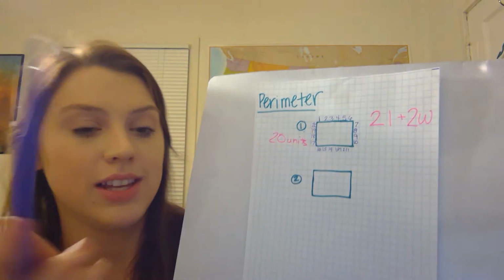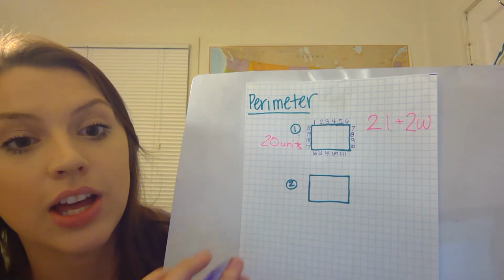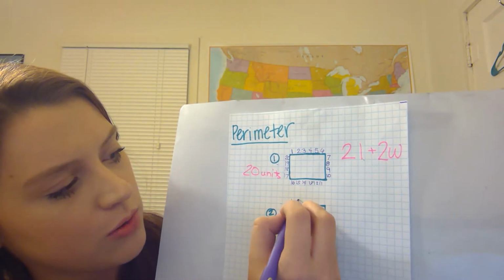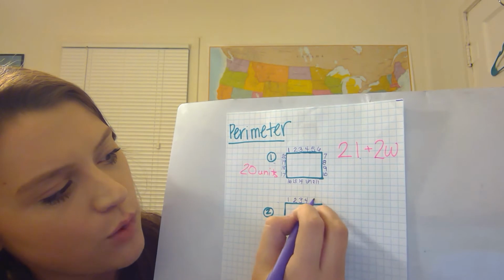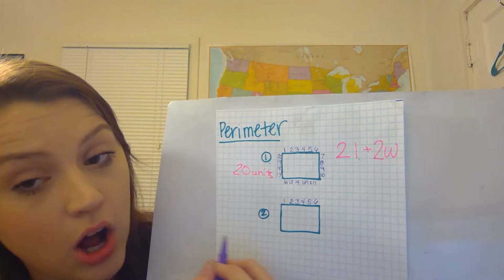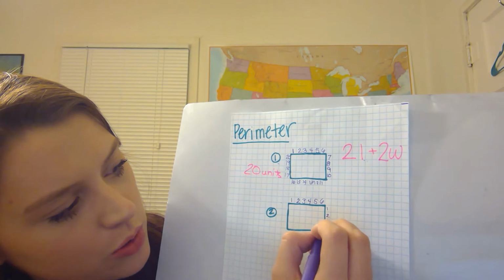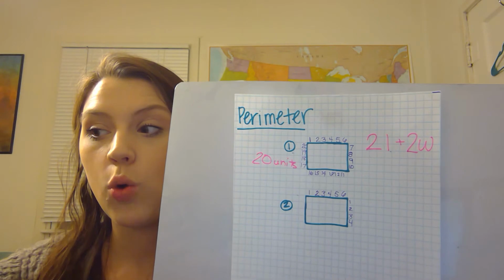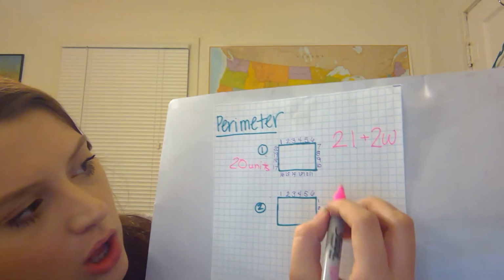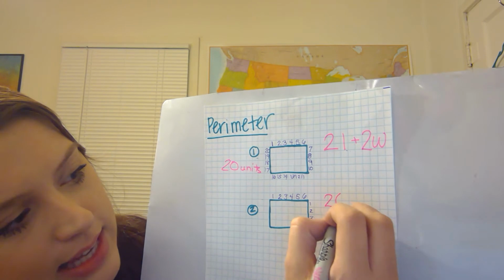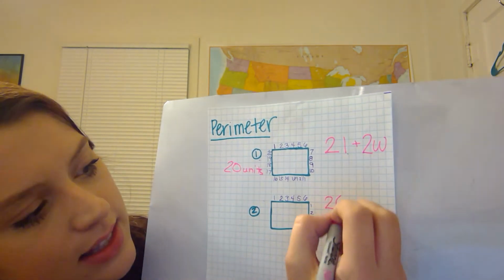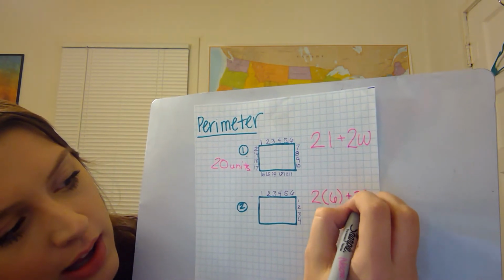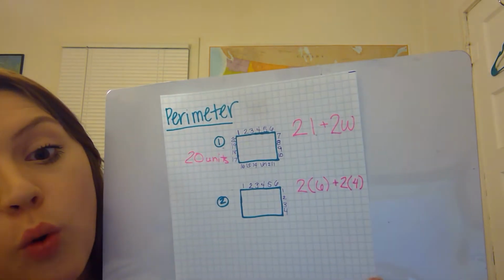Another way to do this is to use that equation. So same rectangle. Count again to make sure. 1, 2, 3, 4, 5, 6 on the length, and 1, 2, 3, 4 on the width. So I'm going to set this up with my pink. 2 times the length is 6 plus 2 times the width, which is 4.